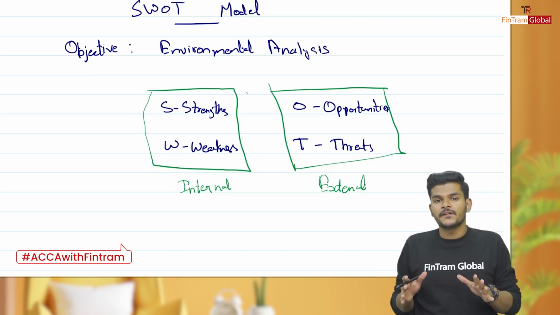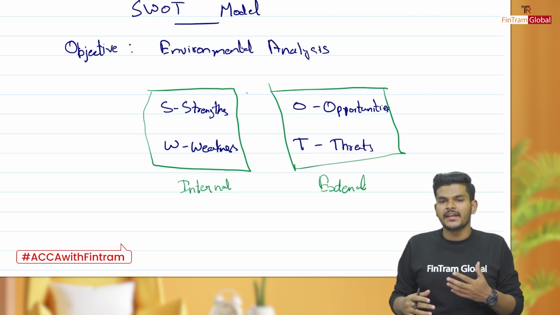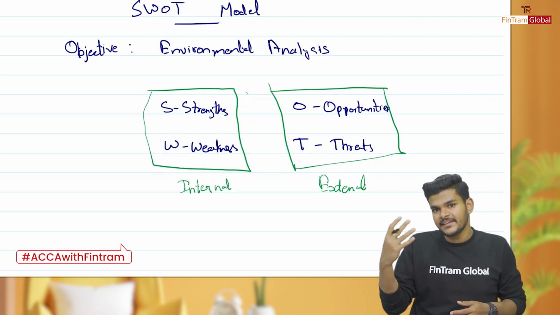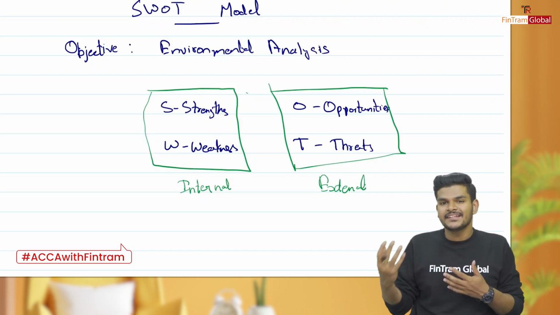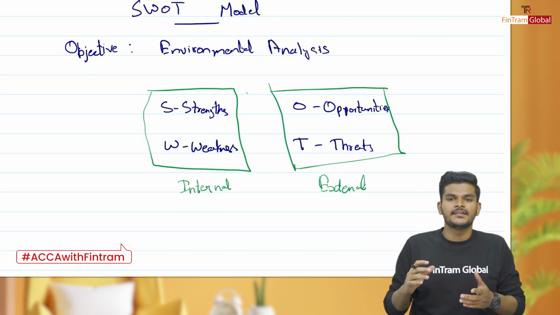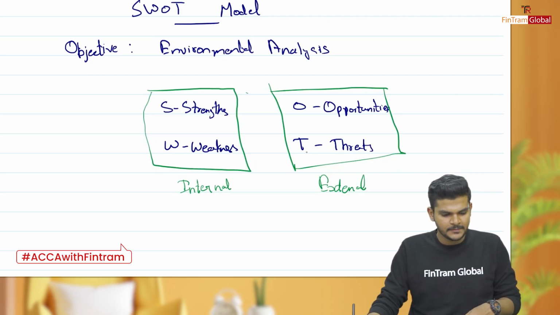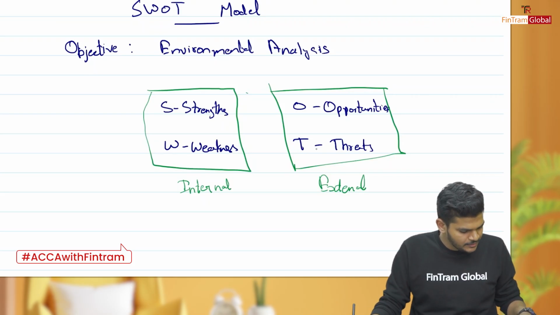Internally, we focus on our strengths and weaknesses, and externally, we look at what opportunities we have in the environment, and what threats we have which can cause a risk for our organization, right? These are the things that we look at under SWOT analysis, to put it very simply. Okay, folks, so that's basically what this particular model is all about.